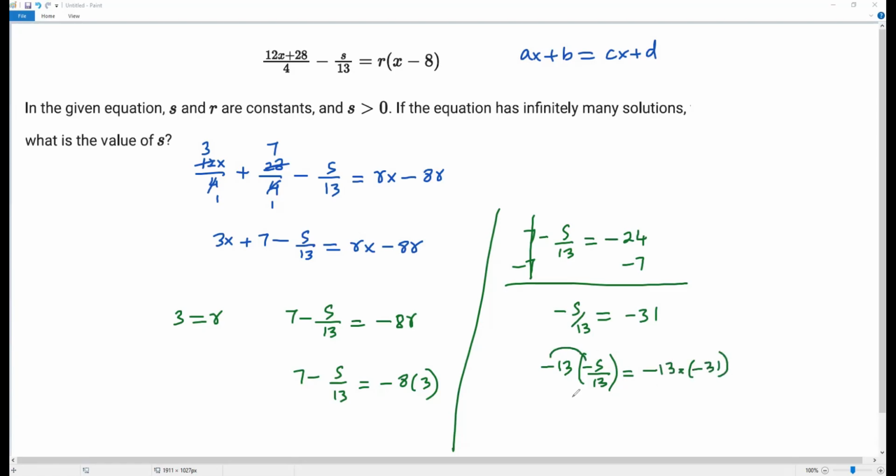Okay, here negative times negative will become positive. 13 times s is 13s over 13 equals, negative times negative is positive, and I multiply 13 and 31, I am getting 403. Okay, here this 13 will cancel out. I am getting s = 403. Here I got the value of s, that is 403.